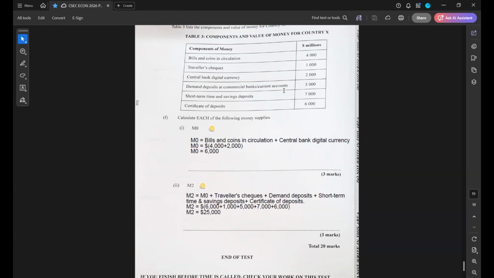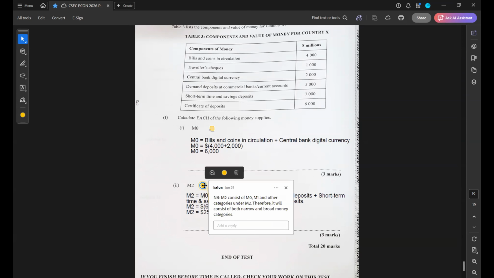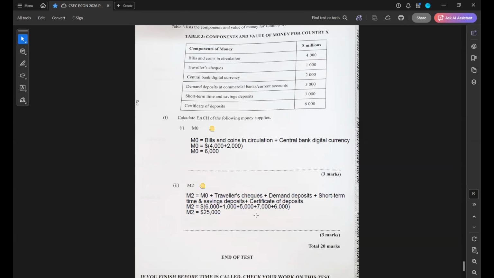So that will be 6,000 million. M2 will have M0 plus traveler's checks plus demand deposits plus short-term time and savings deposits plus certificates of deposit. So M2 consists of M0, M1, and other categories under M2. Therefore, it will consist of both narrow money and broad money, right? And the answer will be 25,000 million. And that is your two answers right here.